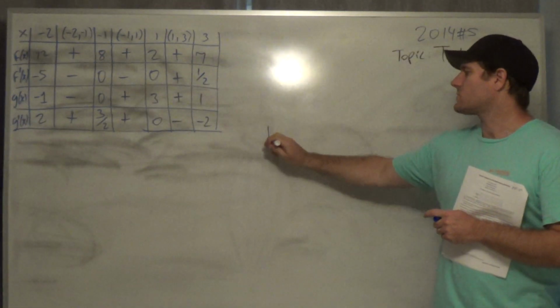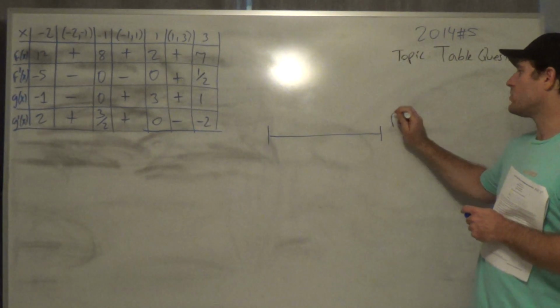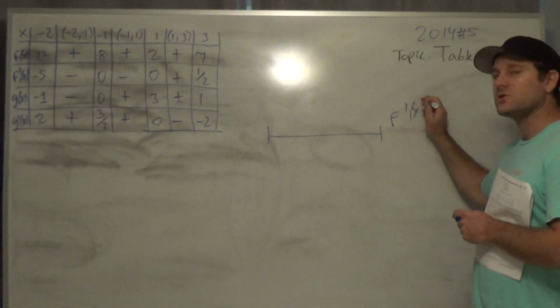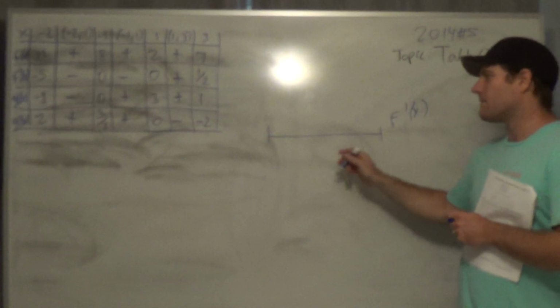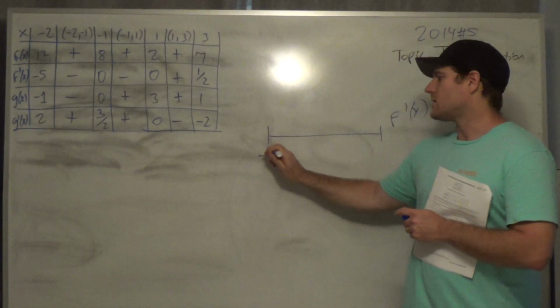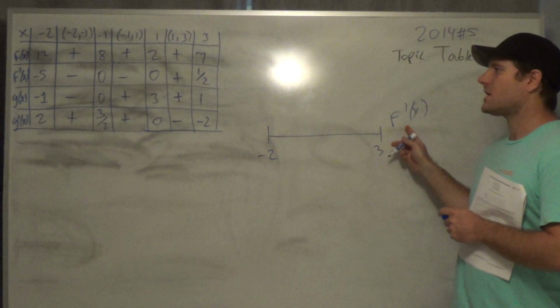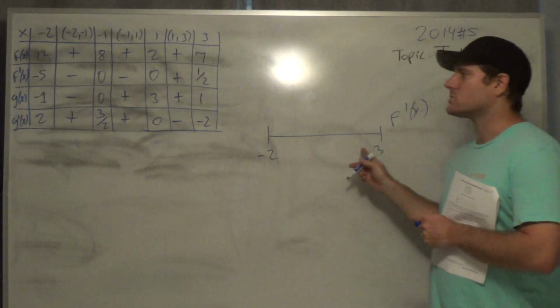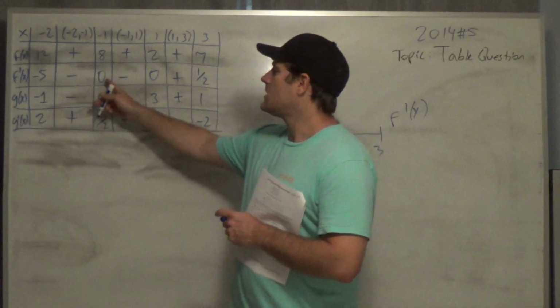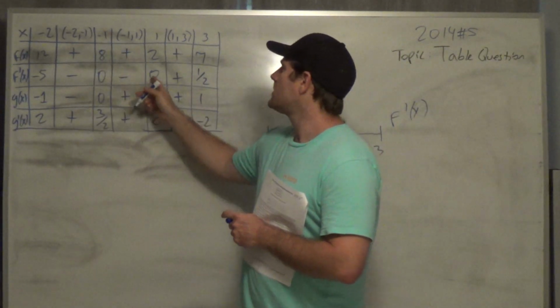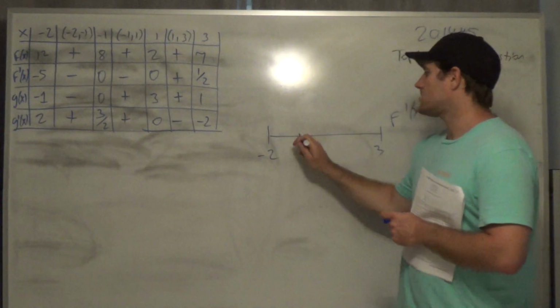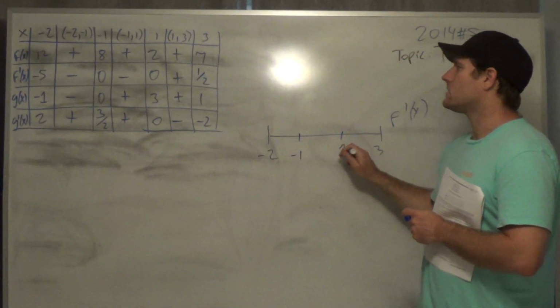So for f prime x, we're going to make a sign chart. I'm going to label it. You've got to label your sign charts or you're not going to get points on the AP exam. It's going from -2 to 3. And what goes on a sign chart is where things are equal to 0. So where is f prime x equal to 0? It's equal to 0 at -1 and at 1. So on this sign chart, we're going to put a -1 and a 1.